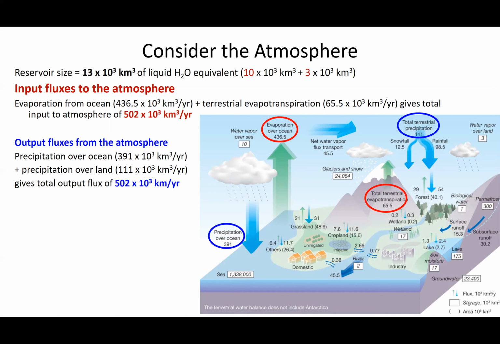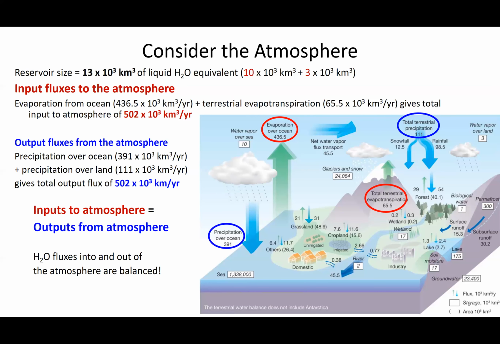So effectively, it's a bit like what goes up must come down. The amount of water that gets evaporated into the atmosphere each year also precipitates out of the atmosphere each year. So these numbers are both the same, which shouldn't really come as a surprise. The inputs to the atmosphere equal the outputs from the atmosphere, and we can say that the water fluxes into and out of the atmosphere are balanced.